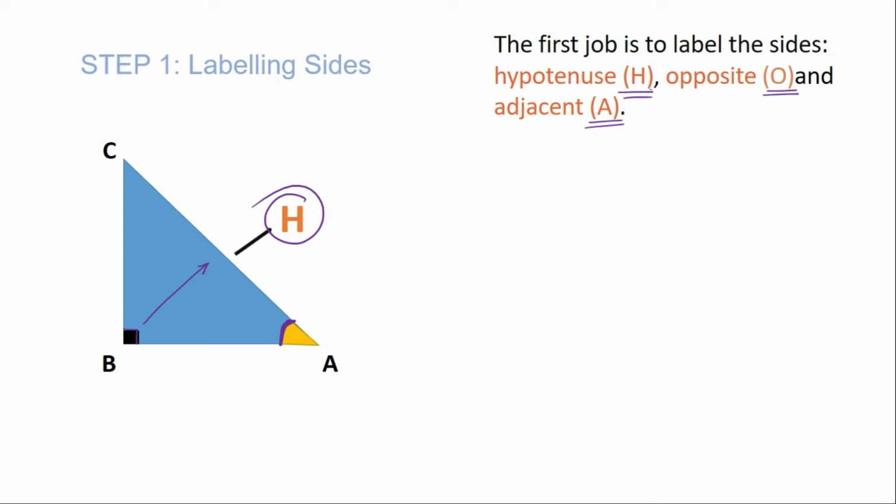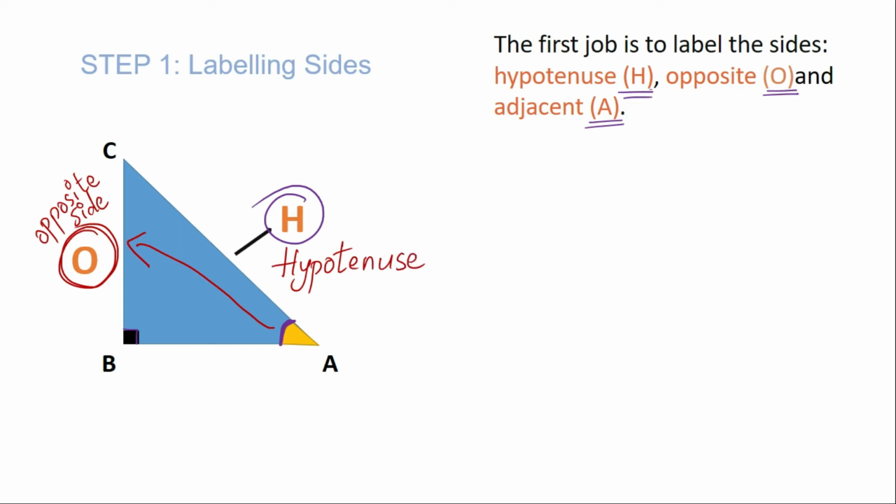Second is opposite. From my acute angle, when I look opposite, what do I see? This is the side BC. So my opposite side to the acute angle will be marked O. So this is the opposite side. Once you mark your O and H, the side which is remaining, or the side that is adjacent along this angle, is your A, which is the adjacent side.